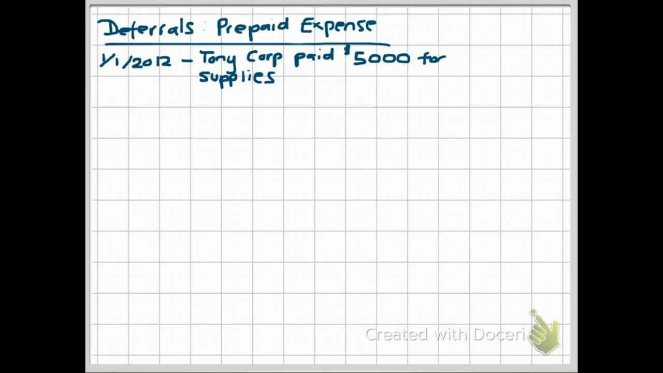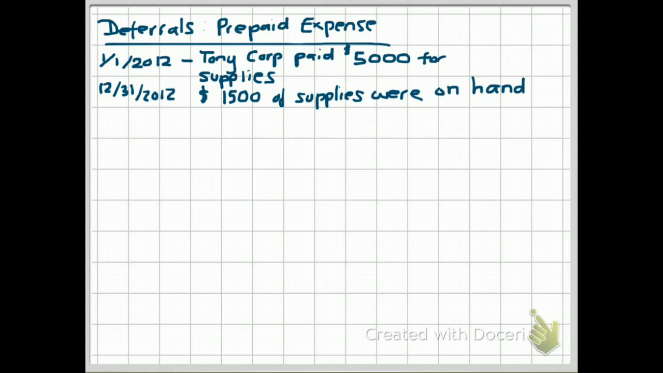Okay, let's take a look at this example for prepaid expenses. On 1st of January 2012, Tony Corp paid $5,000 for supplies. On December 31st, 2012, which is their calendar year end, $1,500 of supplies were on hand. What we want to find out from here is what, if any, would be the adjusting entry for supplies.